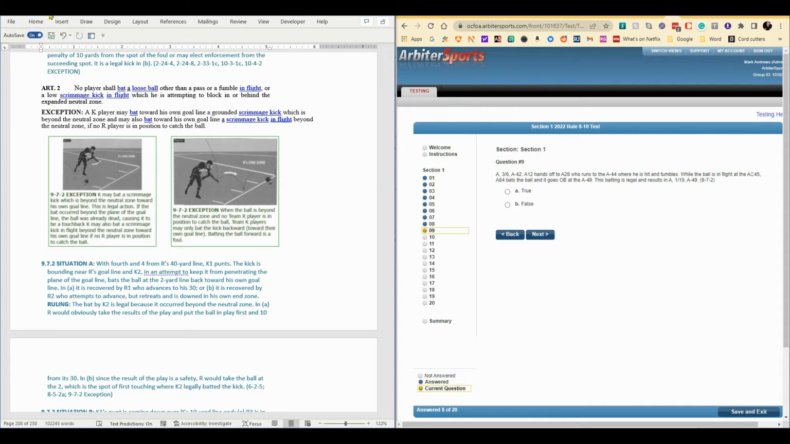It says, no player shall bat a loose ball other than a pass or fumble in flight, or a low scrimmage kick in flight, which he's attempting to block in or behind the expanded neutral zone. I'm not going to get into the exception because it's not applicable here, but basically, even though he batted the ball forward and it seems illegal, it's not. The ball is in the air, which makes it legal. This is true.